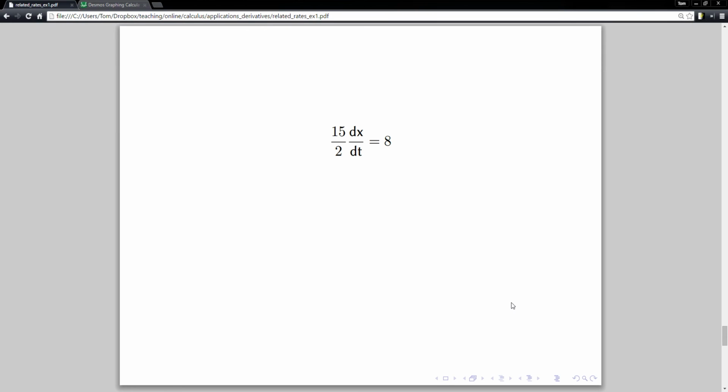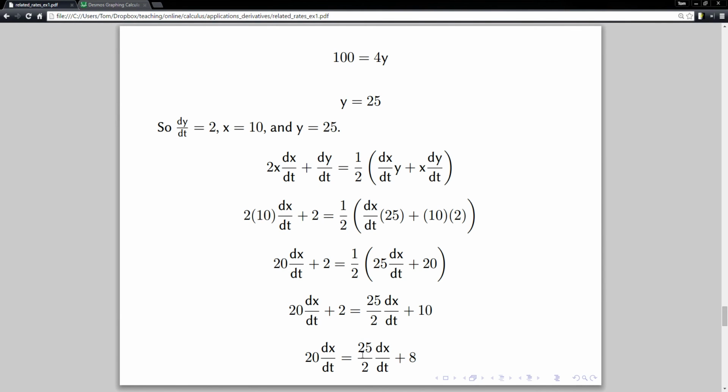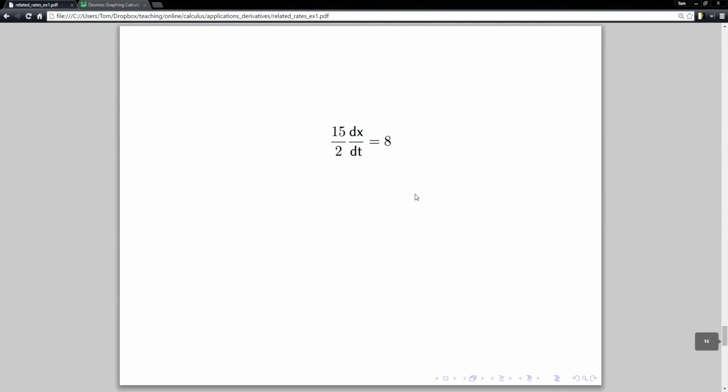And then I am going to subtract 25 halves from both sides and get a common denominator. 20 is 40 halves minus 25 halves will give me 15 halves dx/dt equals 8. And then finally I am just going to multiply both sides by 2/15. Over here that will make this a 1, and then on the right side I have 8 times 2/15, which comes out to be 16/15. And so that's the answer for this one.